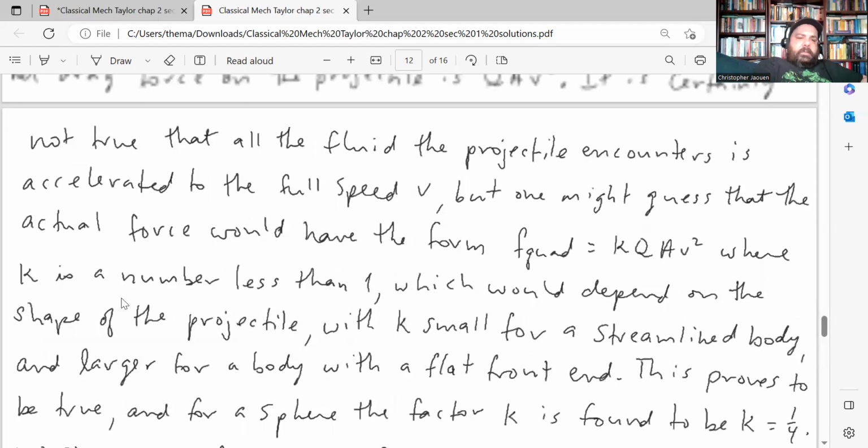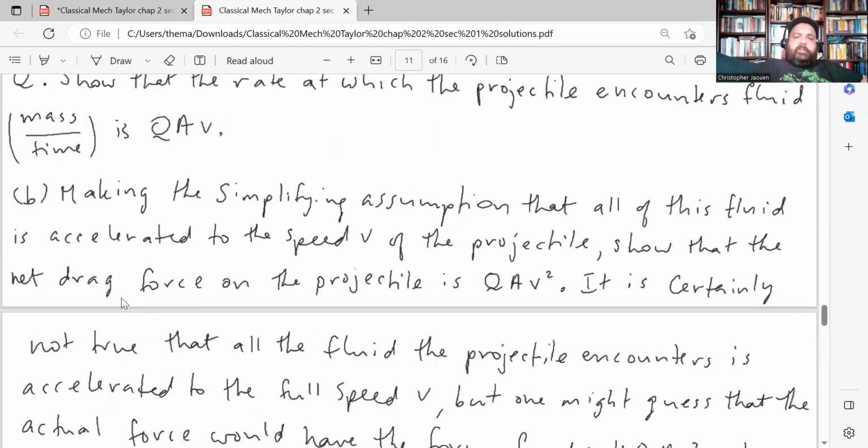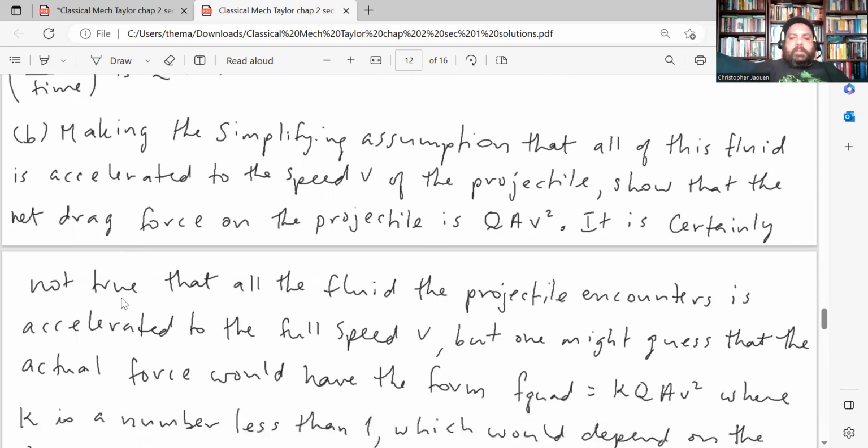Right, part B says, making the simplifying assumption that all of this fluid is accelerated to the speed v of the projectile, show that the net drag force on the projectile is ρAv squared. And then he has a little note here about this.